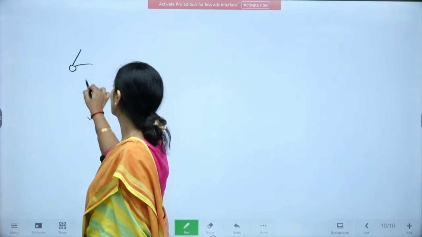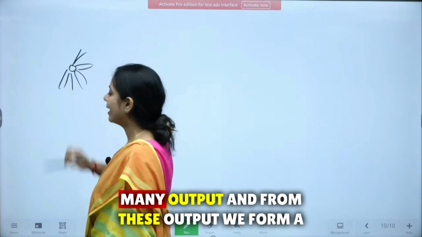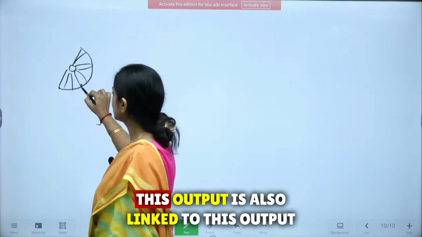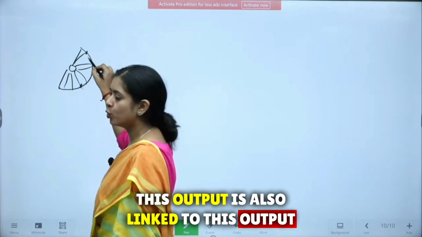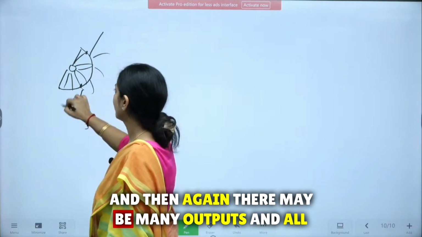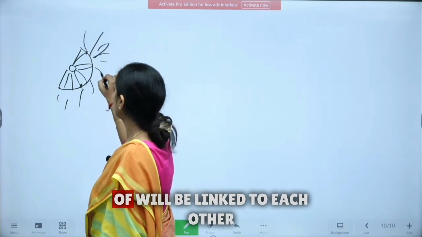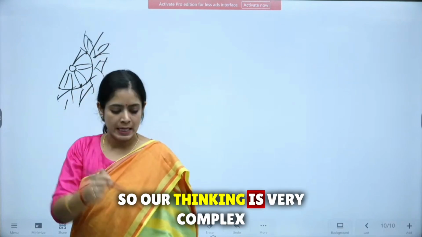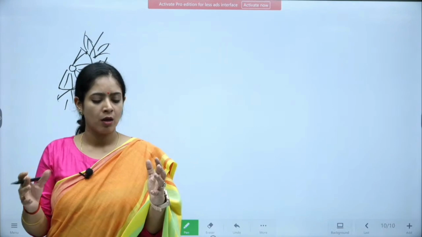One input, many outputs, and from these outputs we form a link. This output is also linked to this output, and then again there may be many outputs, and all of them will be linked to each other. So our thinking is very complex.